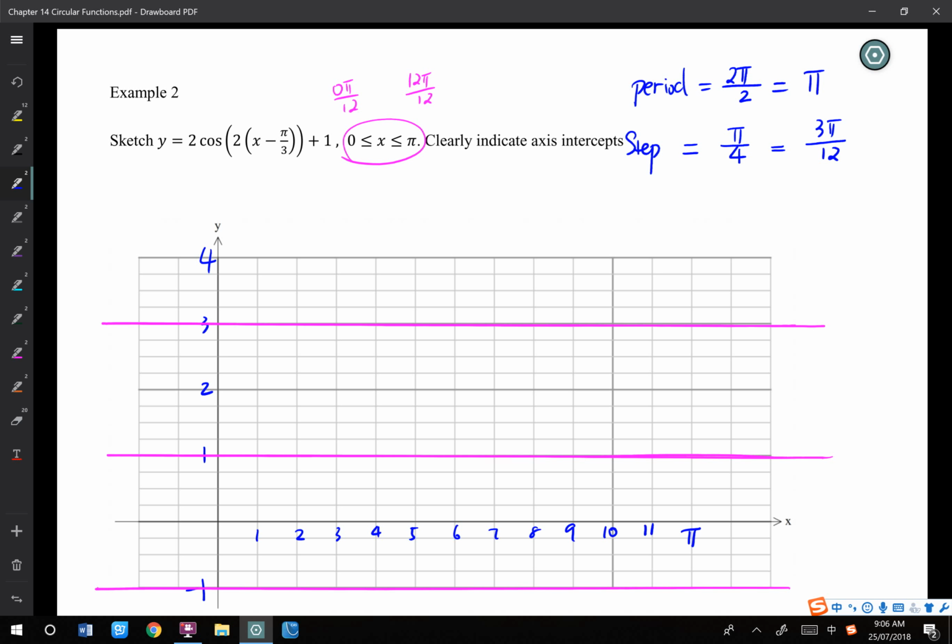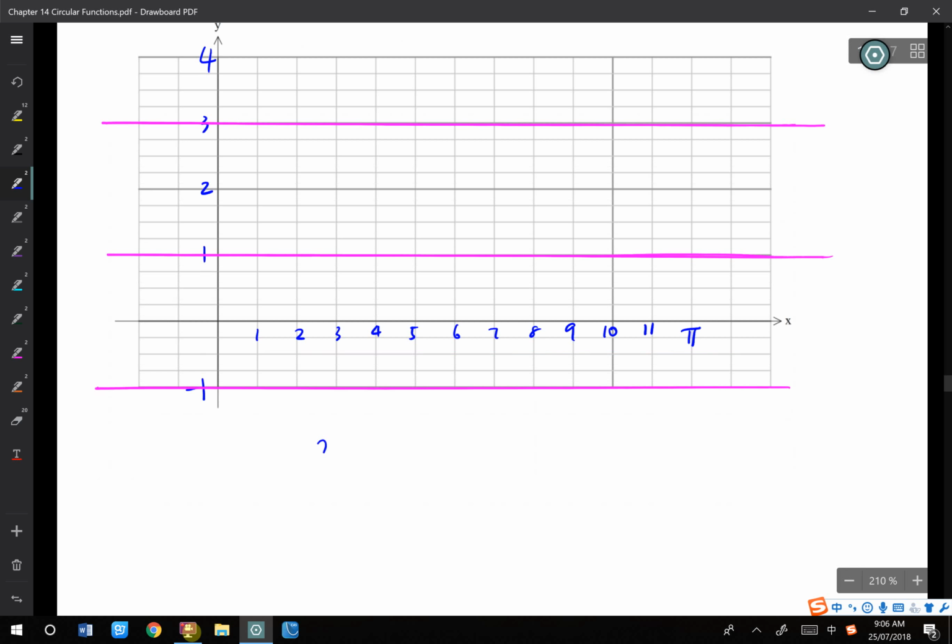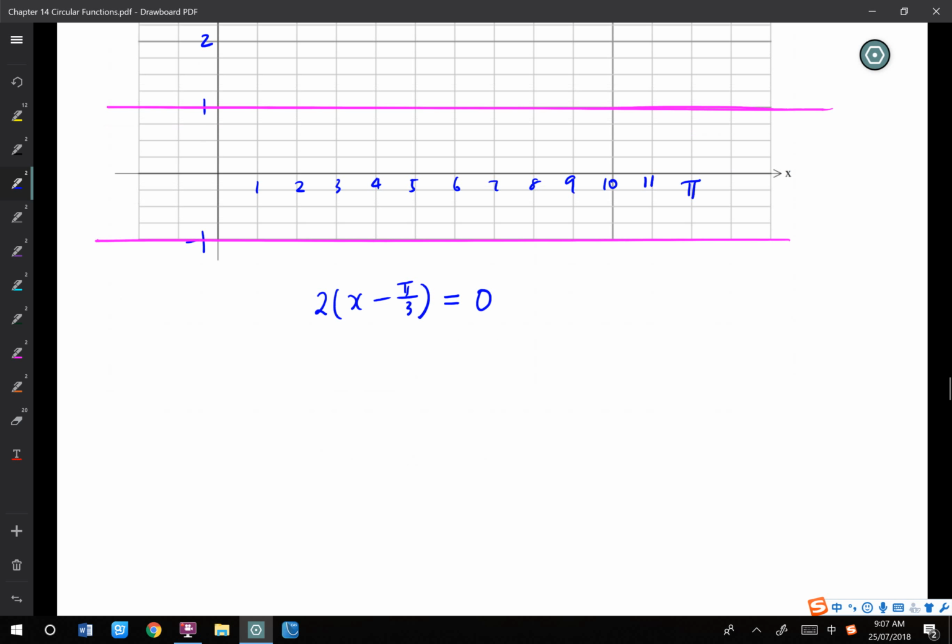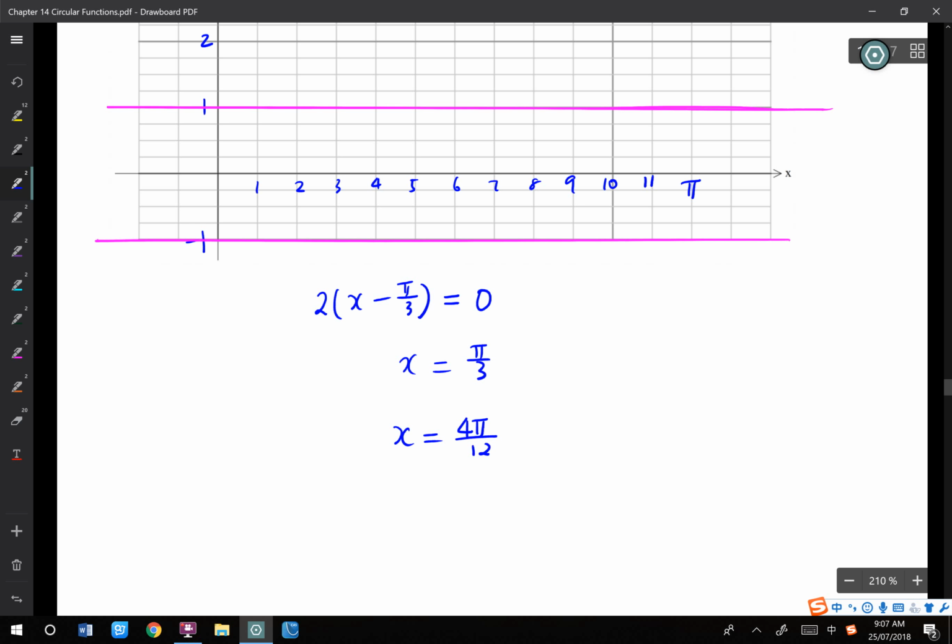Values? Okay, so what I should do for values? 2x minus that equals to 0. Yes, we're doing for cosine, so the angle must become 0. Easily to solve that, we have x equals to pi on 3. Again, because it's denominator of 12, I make 4 pi over 12 here to see how many boxes I should have.